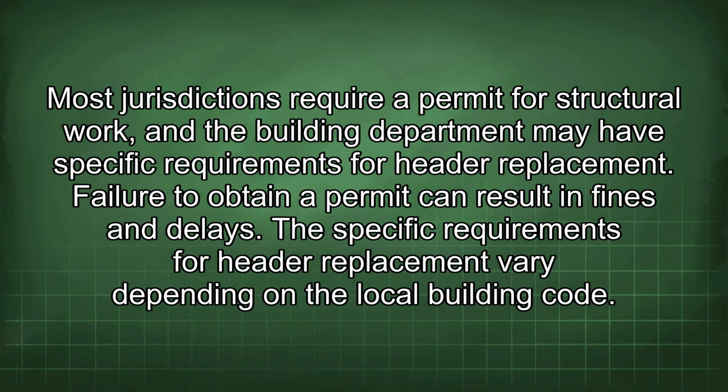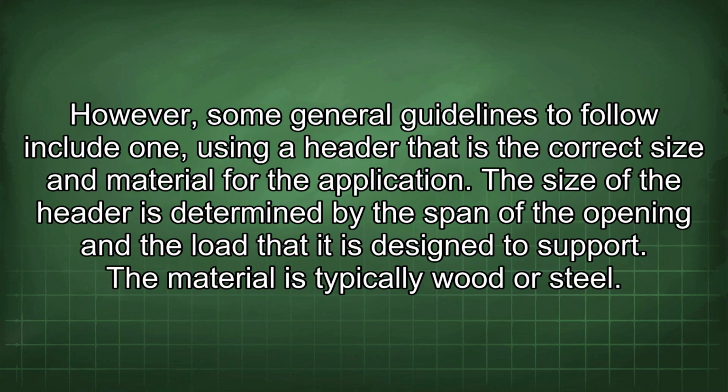The specific requirements for header replacement vary depending on the local building code. However, some general guidelines to follow include: 1. Using a header that is the correct size and material for the application. The size of the header is determined by the span of the opening and the load that it is designed to support. The material is typically wood or steel.